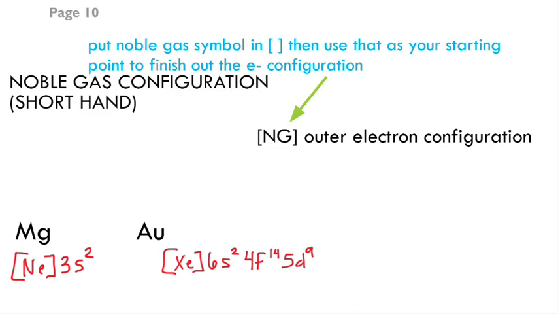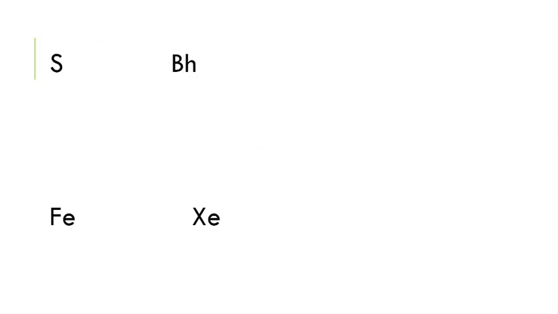So there are 4 more examples, and I'm actually going to ask you to do these yourself. But what I want to make sure that we agree on is where we should start at for each of these. Where is the noble gas that we should start at? So I want you to look at your periodic table. Find each of these elements.